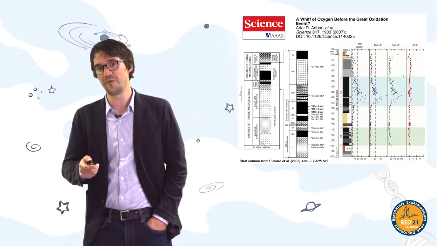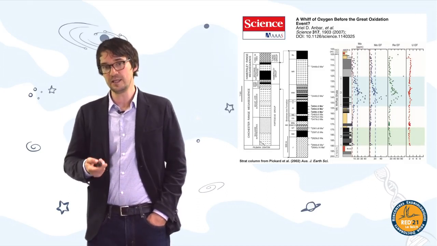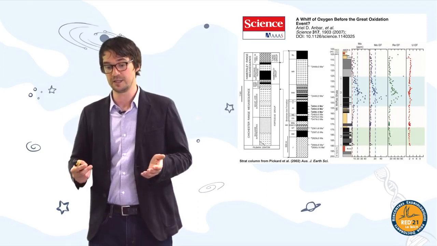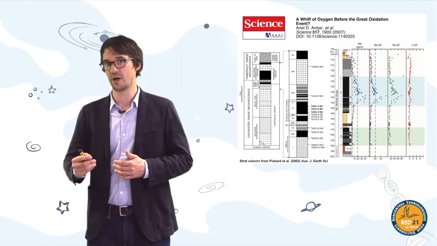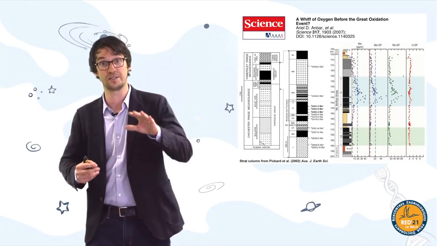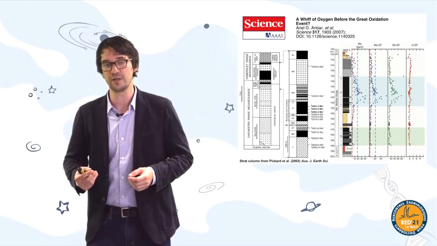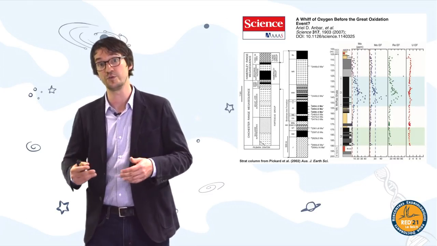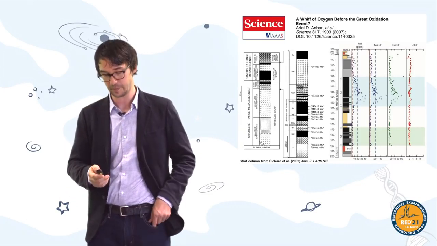It's notable that uranium does not show any enrichment. In this work, the authors suggested that we'd reached a very small level of oxygen sufficient for oxidation of sulfides and release of molybdenum and rhenium, but insufficient for the oxidation of reduced uranium minerals. So we're at a really low intermediate redox state.